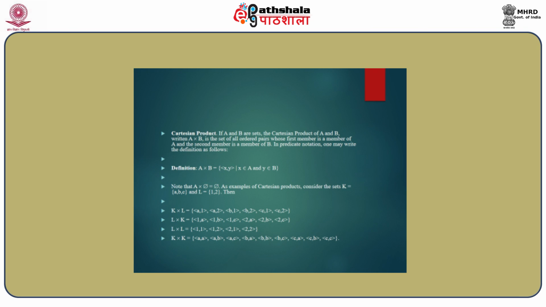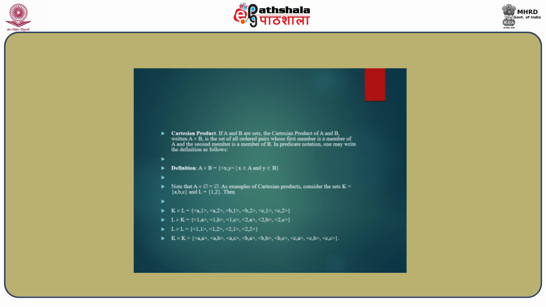Now, the notion of an ordered pair can be extended to ordered triples, ordered quadruples, ordered n-tuples easily, and these can come in handy in various applications. We do this as follows. Here's what you see. Cartesian product. If A and B are sets, the Cartesian product of A and B, written A cross the multiplication sign B, is the set of all ordered pairs whose first member is a member of A and the second member is a member of B.